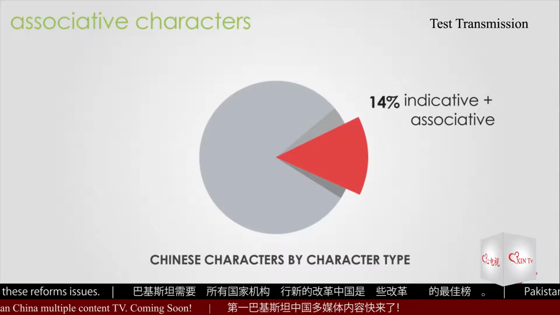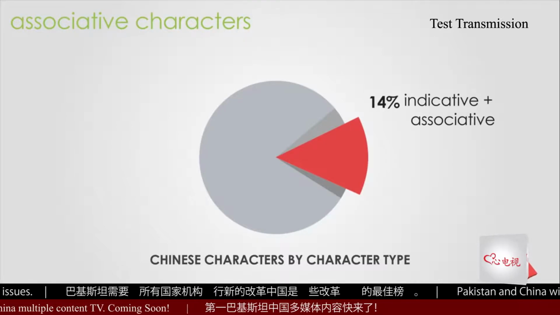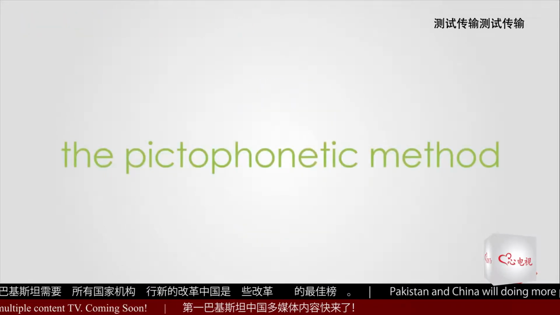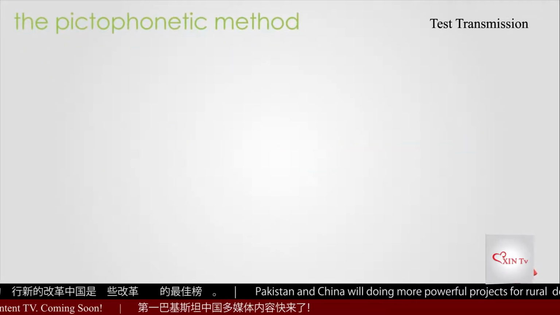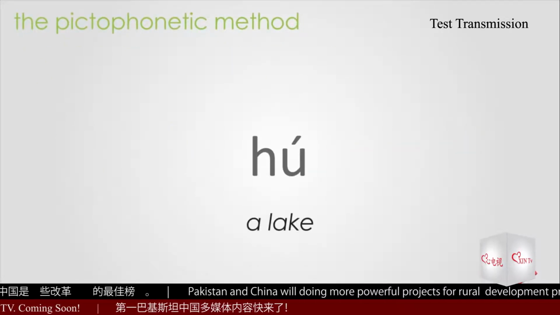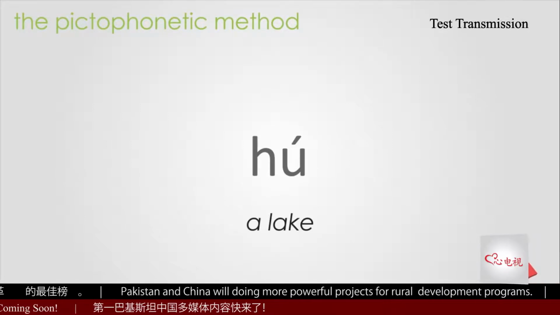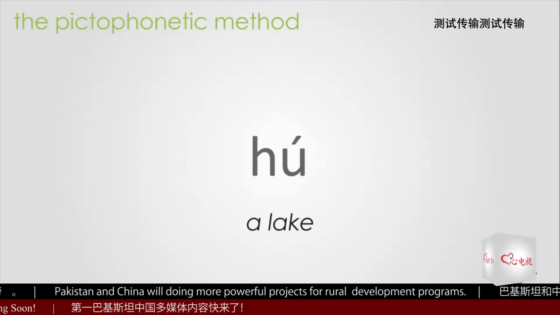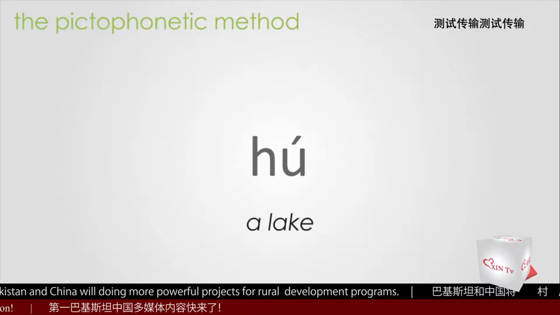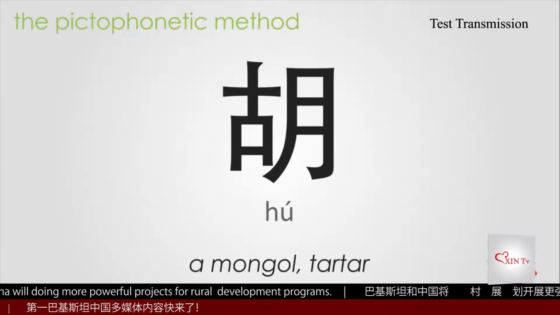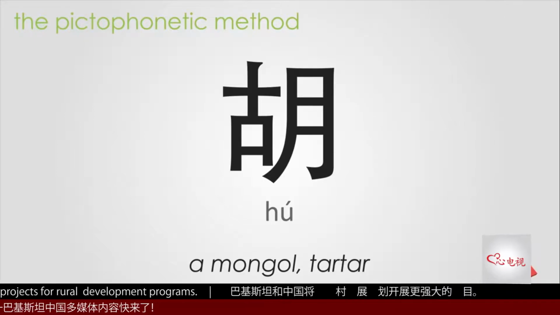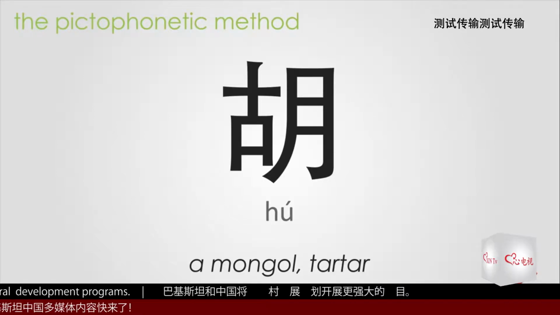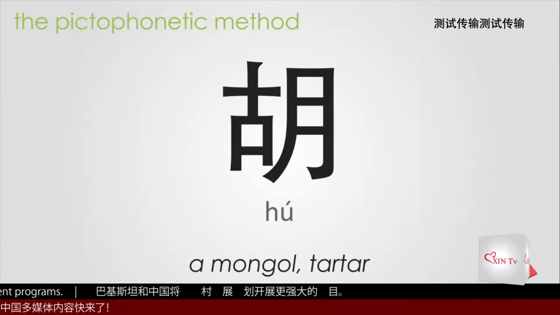The great breakthrough in the evolution of Chinese characters came with what is known as the pictophonetic method. Let's say we want to create a character for the word 湖 meaning a lake. We start off by taking an existing character that has the same sound, in this case the character 湖 meaning Mongol or Tartar, 2 of the northern tribes of China. We then add a picture radical to differentiate the character and to convey its meaning.